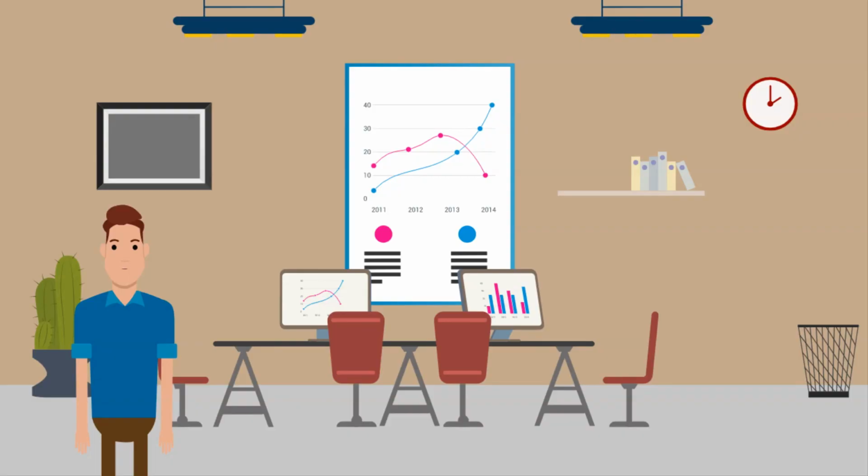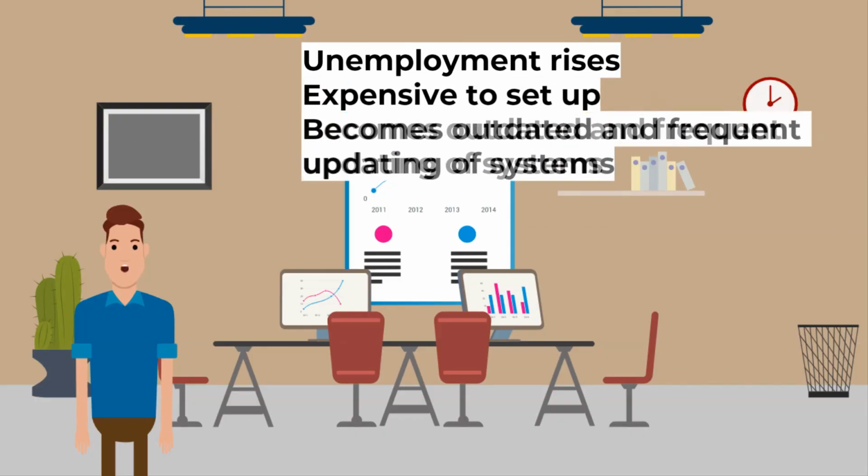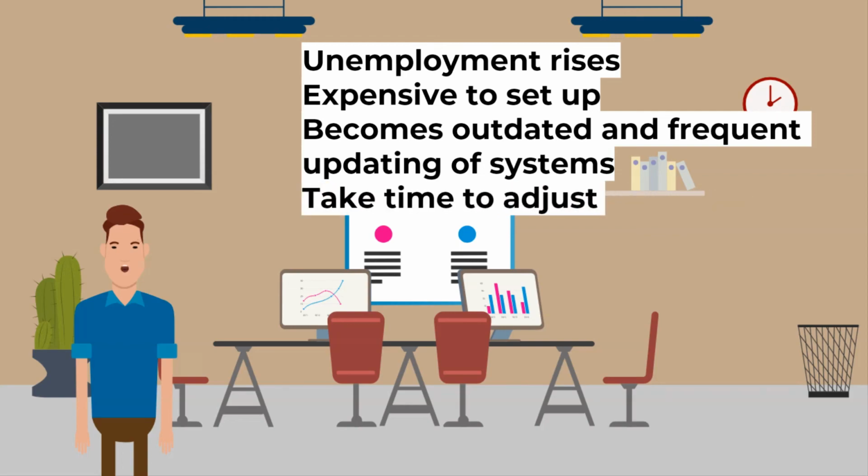Disadvantages of technology in production. Unemployment rises as machines and computers replace human labor. Expensive to set up. New technology quickly becomes outdated and frequent updating of systems will be needed. This is expensive and time-consuming. Employees may take time to adjust to new technology or even resist it as their work practices change.